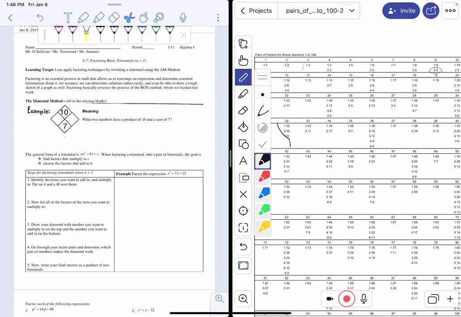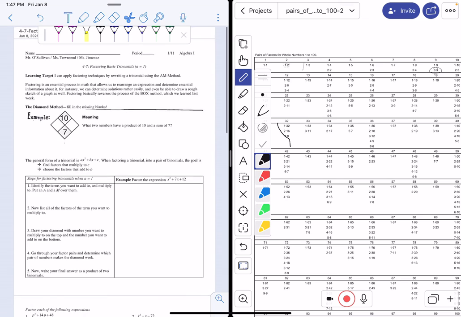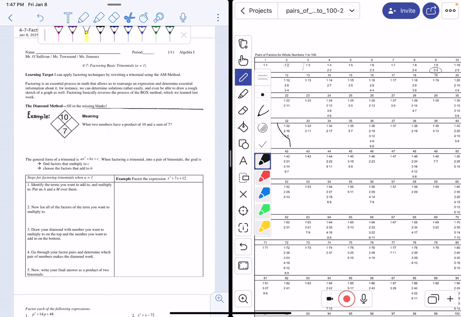So before we dive deeper, factoring is an essential process in mathematics that allows us to rearrange an expression and determine essential information about it. For instance, we can factor an expression and determine its solutions rather easily. We can also draw a graph just off its factors, and it reverses the process of the box method, which we learned last week. So one of the things we're going to be looking at a lot is AM, diamond, X, factors, multiply, sum, all that stuff.